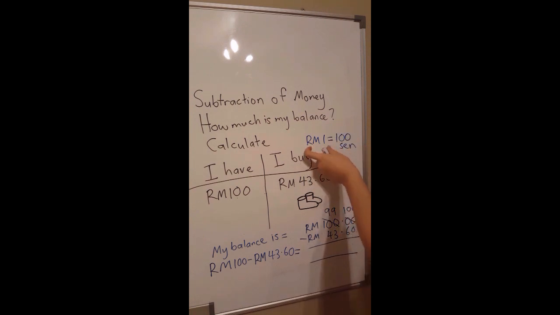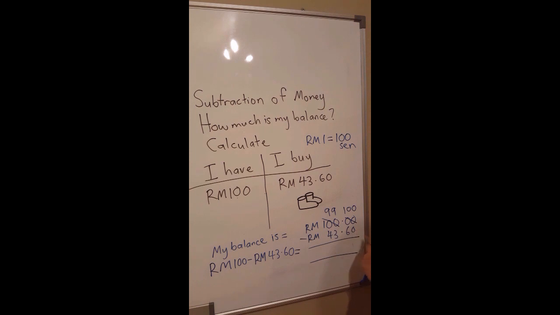We borrow 1 ringgit from here, from the 100 to the cent column. So RM1 gets regrouped to 100 cent. So now we have enough to perform subtraction.